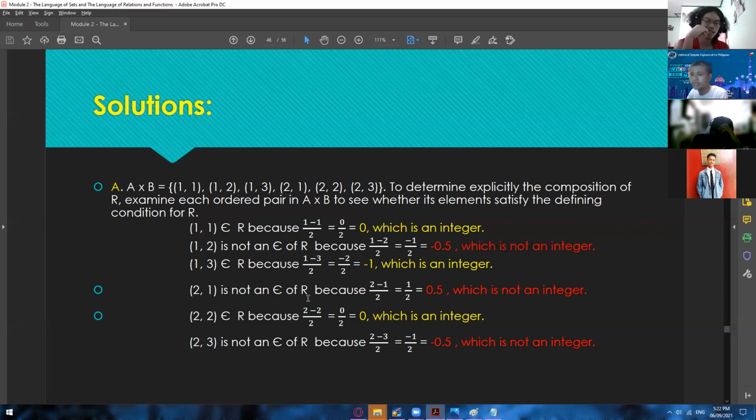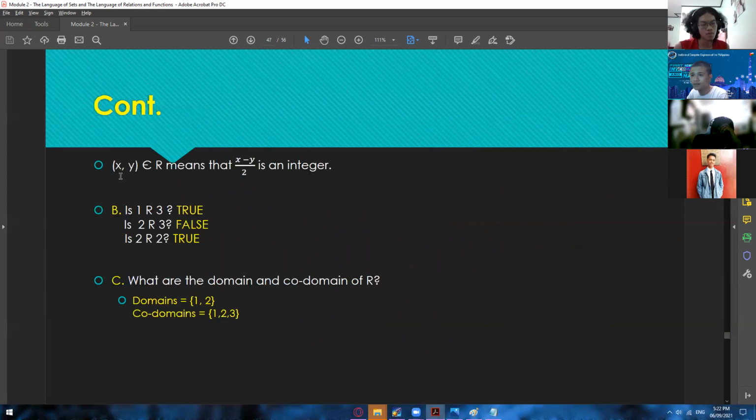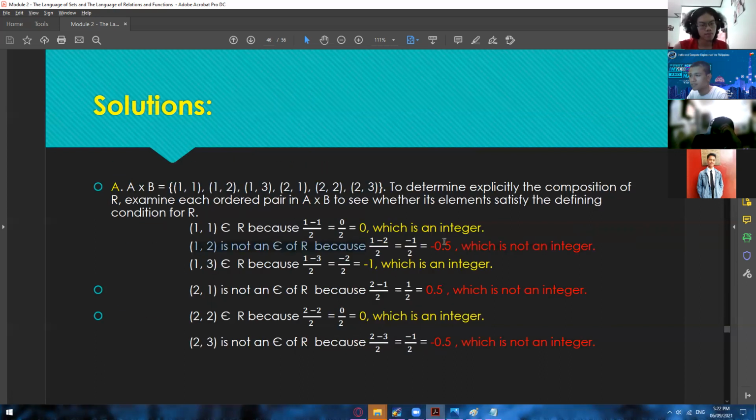So all you need to do is substitute that list of ordered pairs, and then just get all of the relations that were able to meet the condition. We have 3 that were able to meet the condition: ordered pair (1, 1), ordered pair (1, 3), and ordered pair (2, 2). And then just ignore the rest. So this is already the answer for letter A.